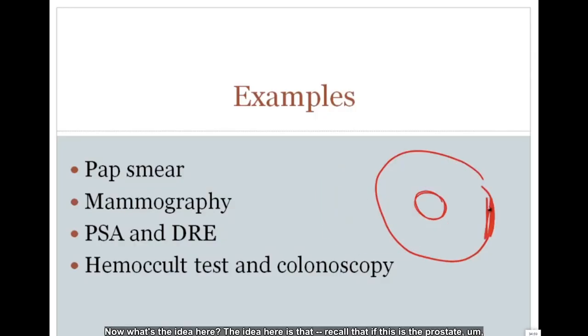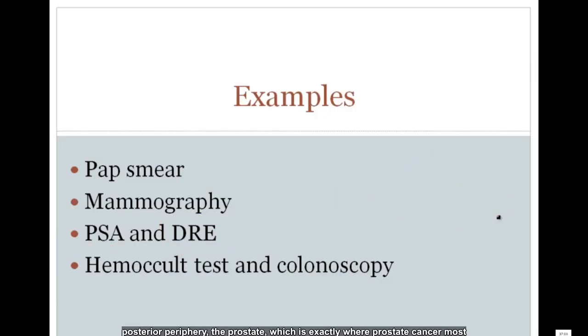He's trying to say screening is meant to catch dysplasia before it becomes a carcinoma, or if it's already a carcinoma, catch the carcinoma before it gets worse or before the clinical symptoms arise.